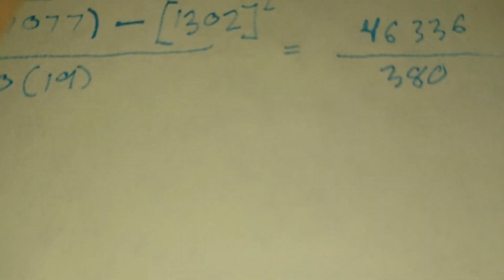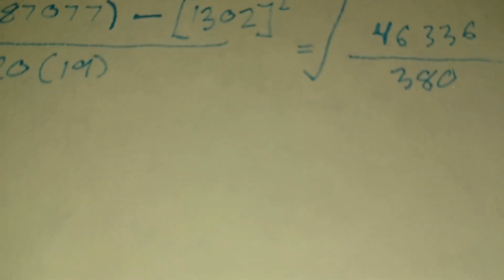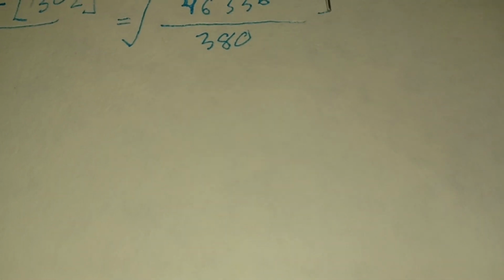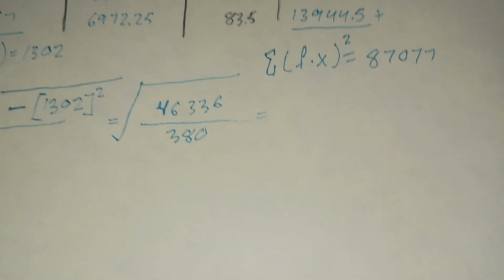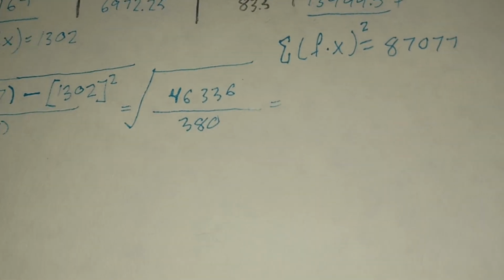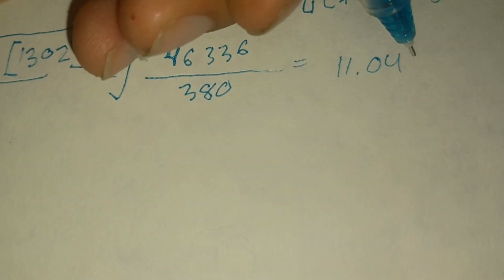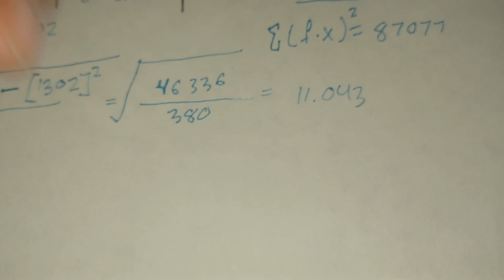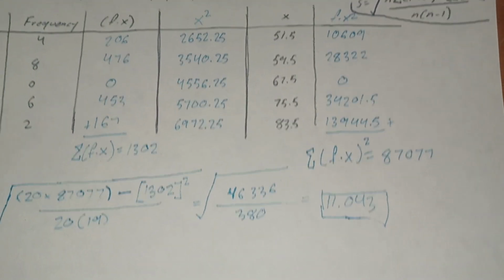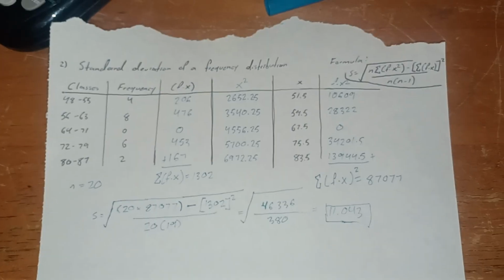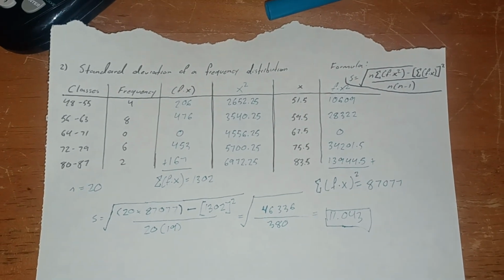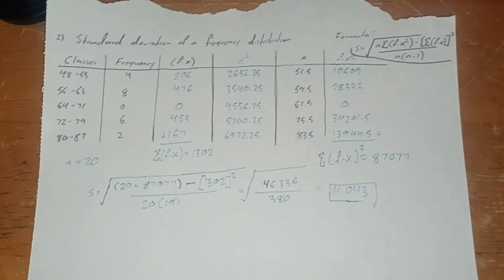And we are going to have to square root it. Put that in your calculator, and you're going to get 11.043. That is going to be the standard deviation of the frequency distribution. And that is how you compute the standard deviation of a frequency distribution and the mean of the frequency distribution. So thank you for watching.